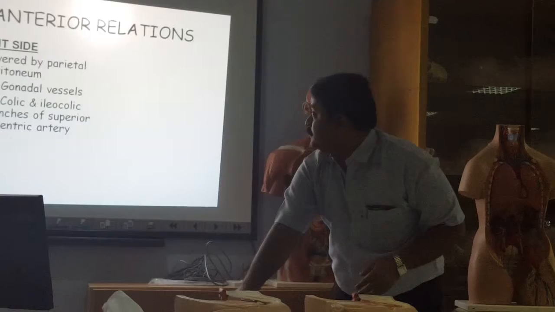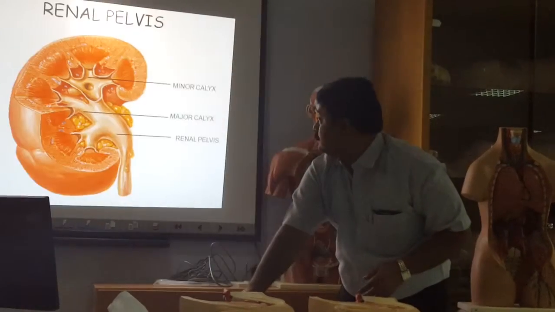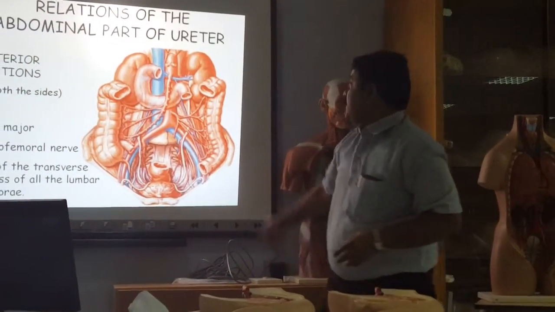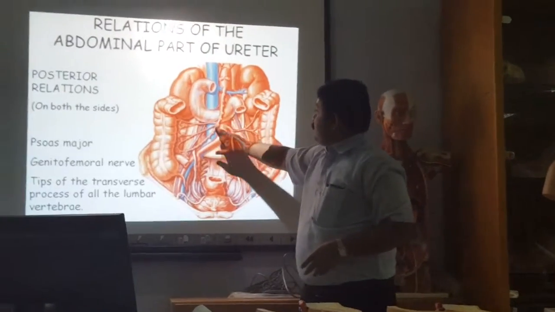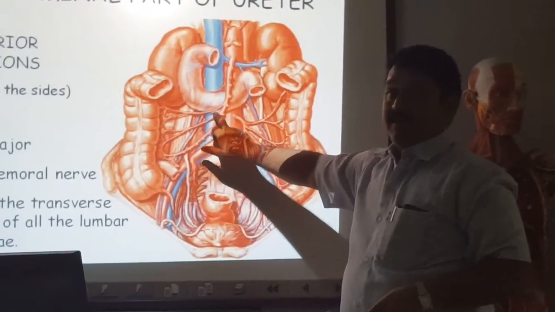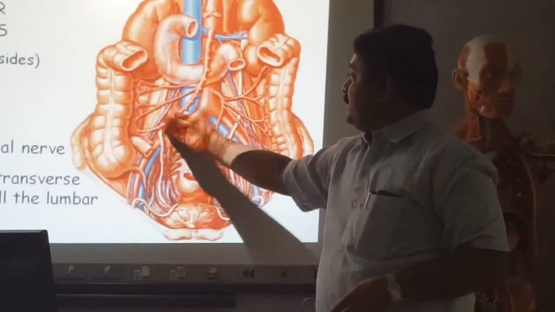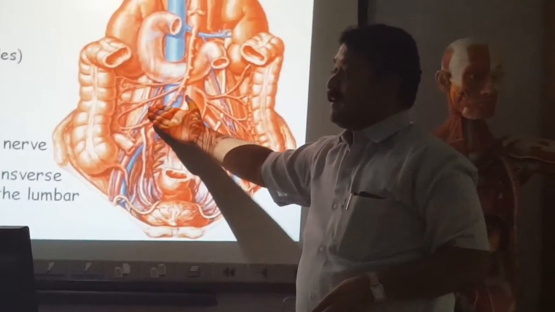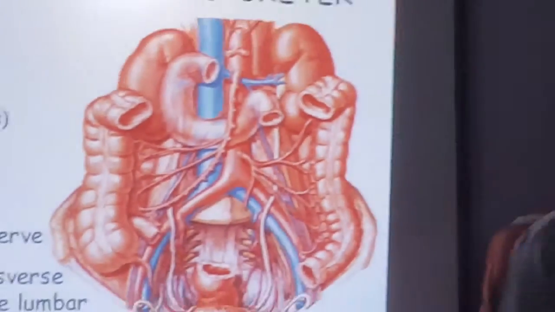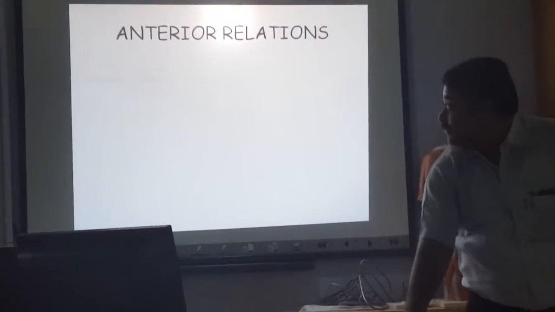See here, the superior mesenteric artery and these are its branches, and the gonadal vessels anterior to the ureter here. The same thing with these gonadal vessels, anterior to the ureter on either side. So these are the anterior relations of the abdominal part of the ureter.